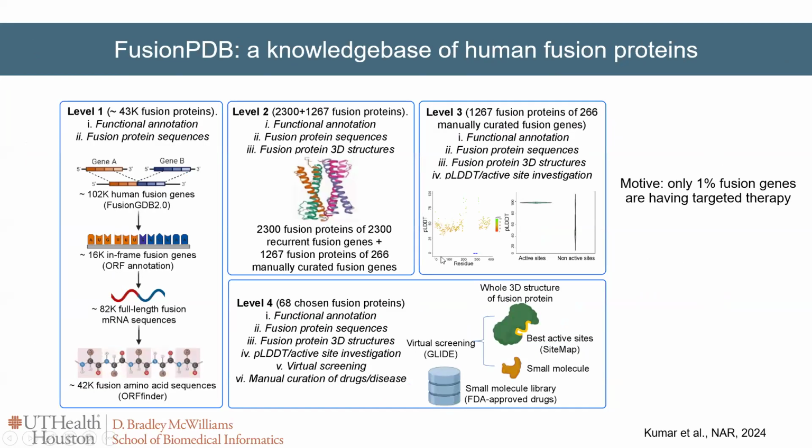And then last year we published the fusion protein database. Using AlphaFold 2, we predicted the structures of about 3.5 thousand fusion proteins. And then we made our own criteria to select some confident structures. And then for 68 chosen proteins, we performed virtual screening. We provided some potential small molecules.